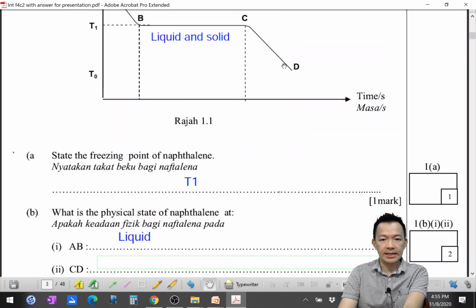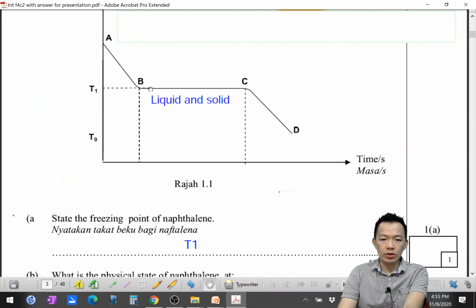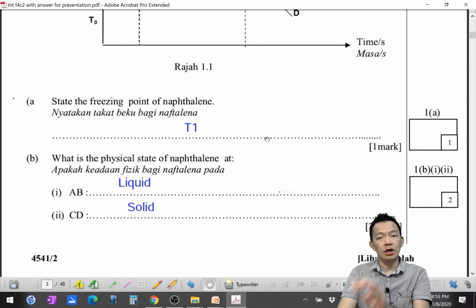So what is the physical state of the naphthalene at AB? AB is a liquid. CD will be solid, but between B and C it will be liquid and solid. OK.